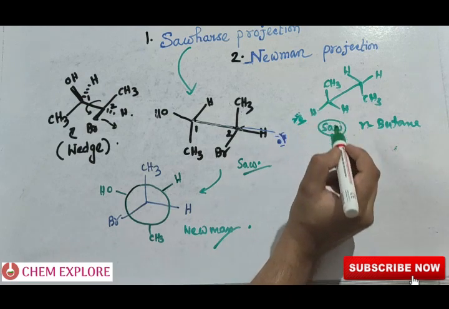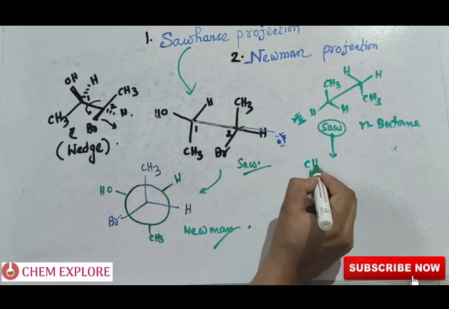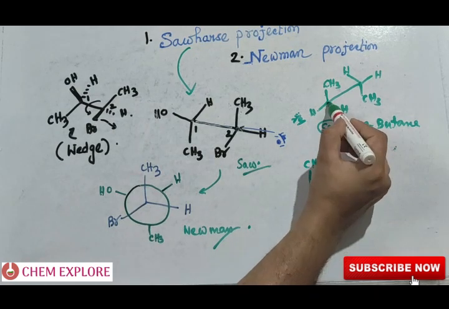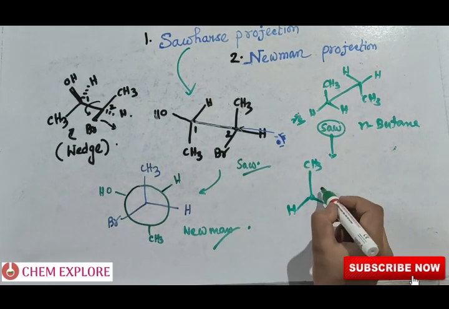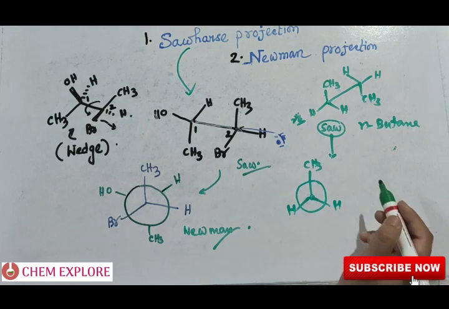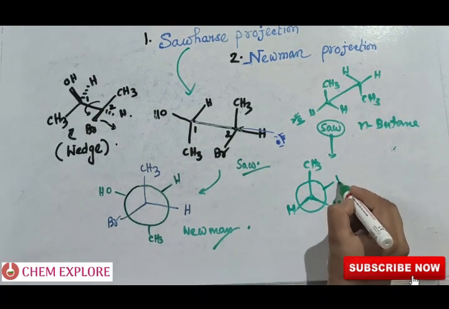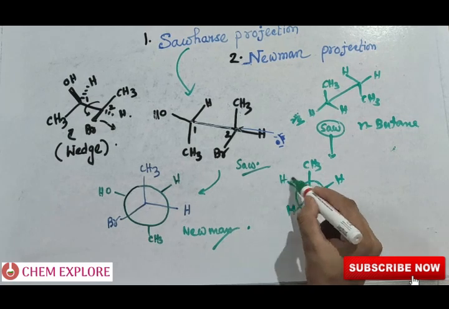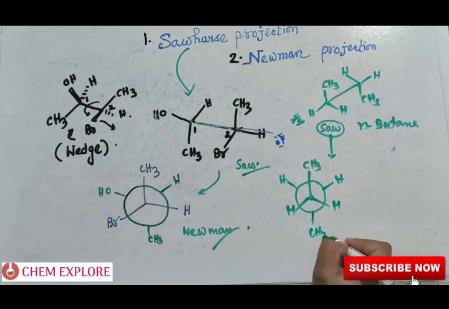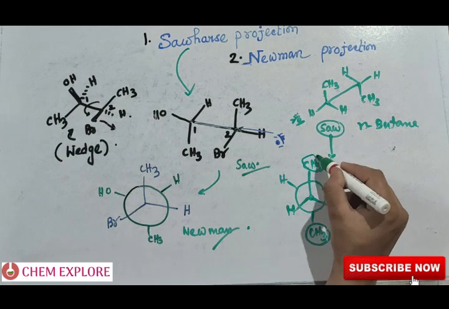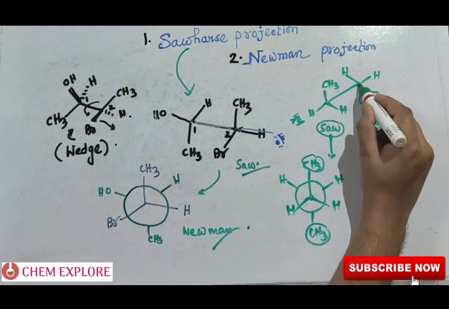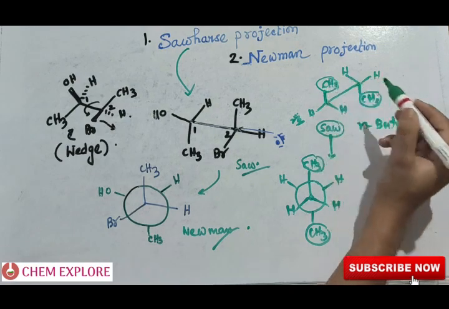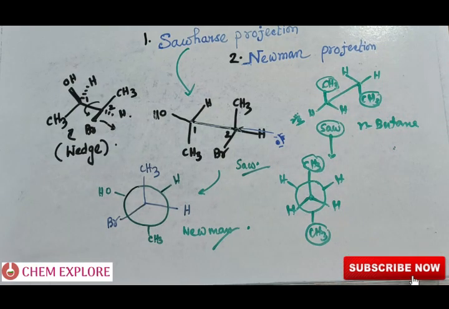If you look at this side, what you can see, CH3, this center is this center, so you have 2 hydrogens. Now you have a circle. Now in the back side you can see this is a hydrogen, this is a hydrogen, and this is a hydrogen. So from this position you can see this methyl and this methyl are anti with each other, and similarly this methyl and this methyl are anti with each other, right? So this is the Newman position.